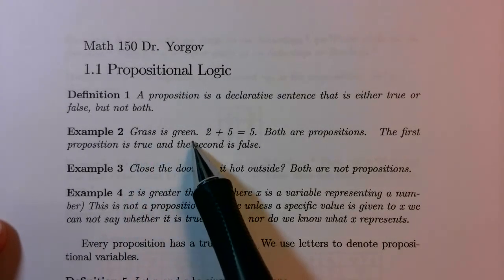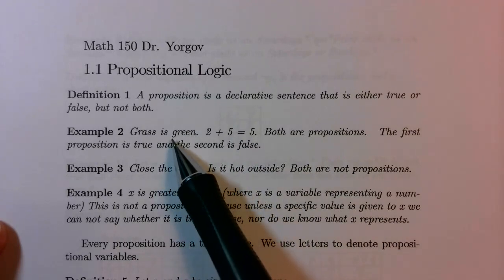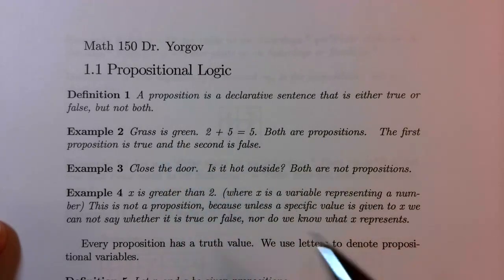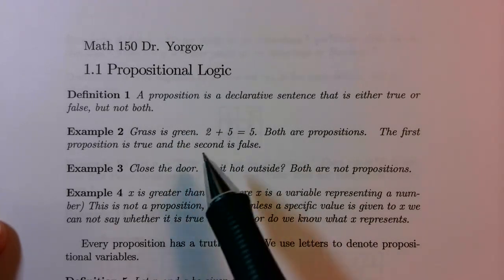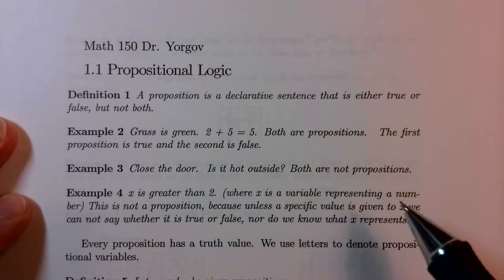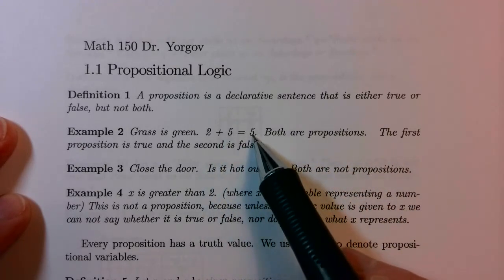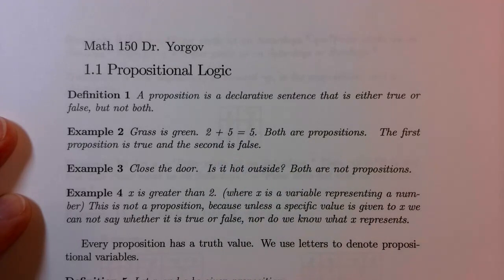The grass is green. This is a proposition. This particular grass that I am looking at now is green, so this proposition is true. 2 plus 5 is 5. This proposition is false.